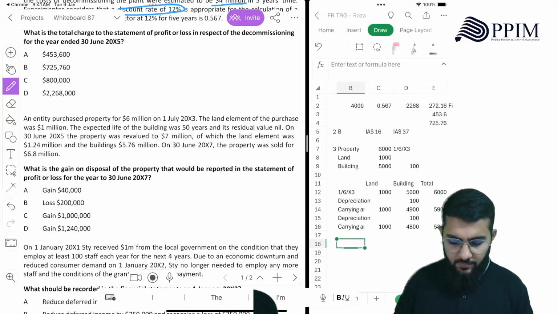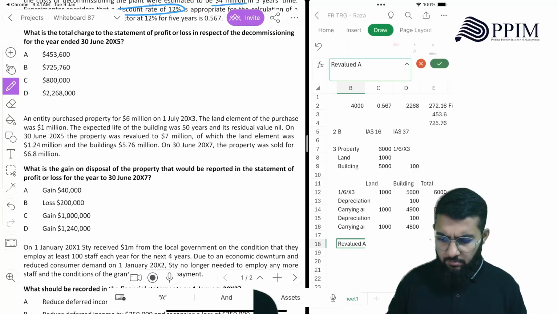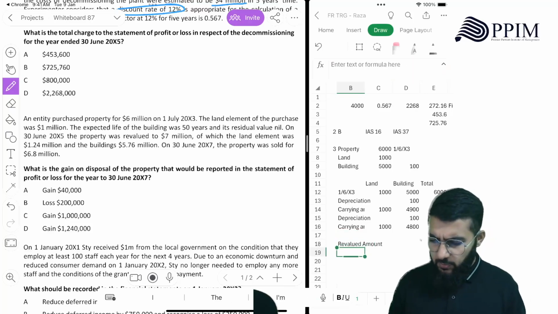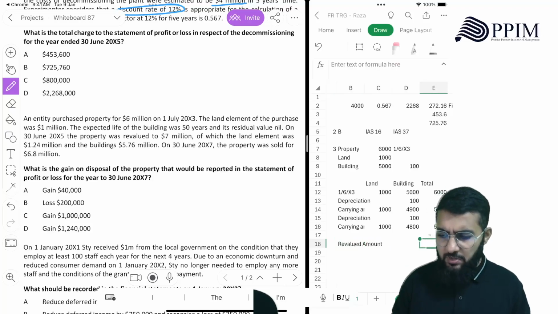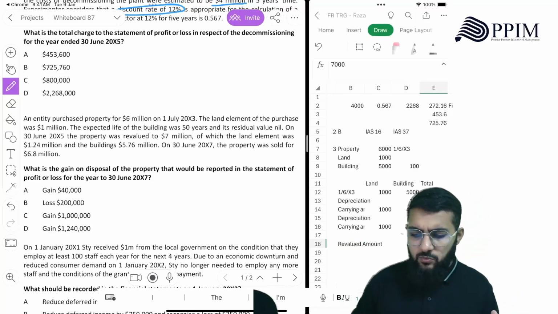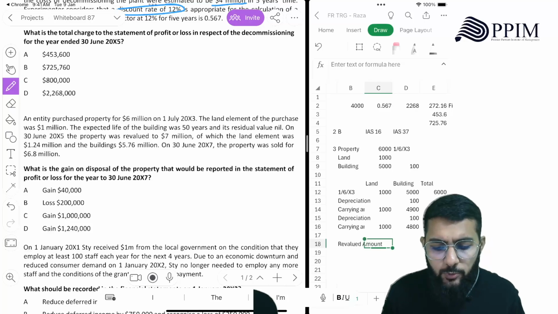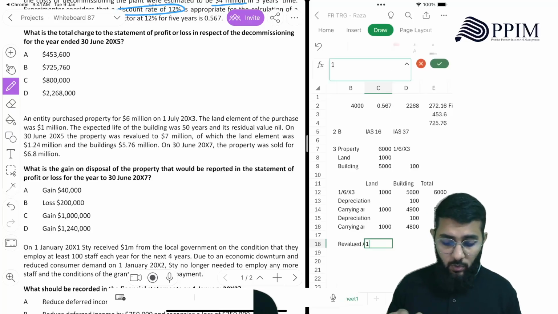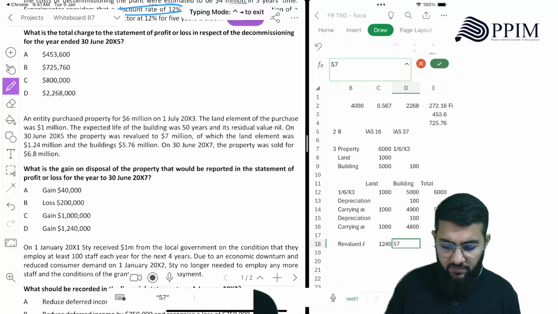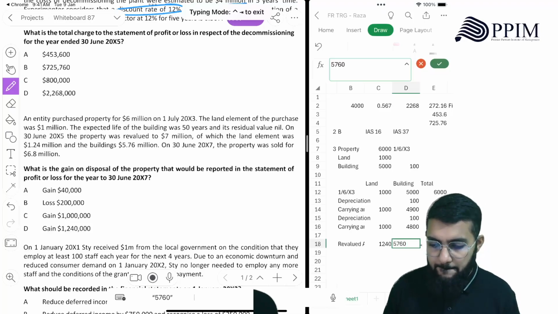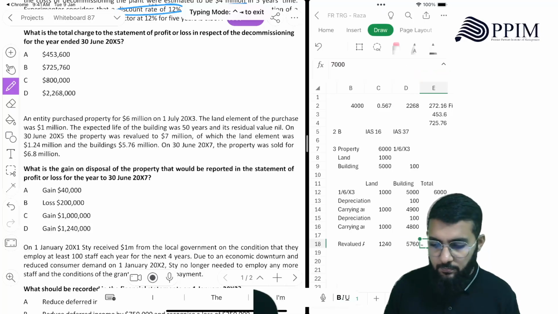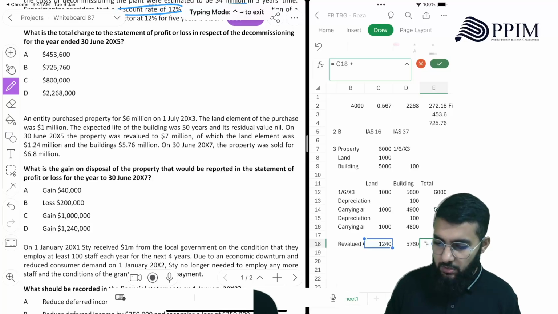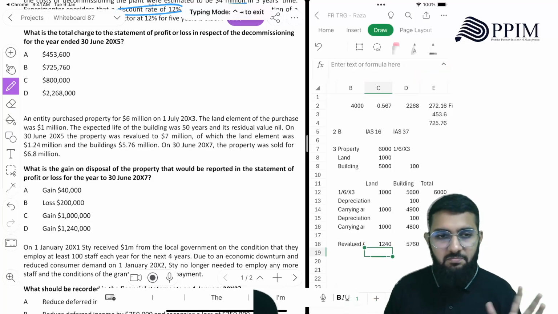Okay. Revalued amount. Right. So what are they saying? Total revaluation becomes 7 million, right? So out of that, what are the revaluation components? Property, 7 million. 1.24 is land, 5.76 is building. 1240 is land, 5760 is building. Now that makes the total 7 million.